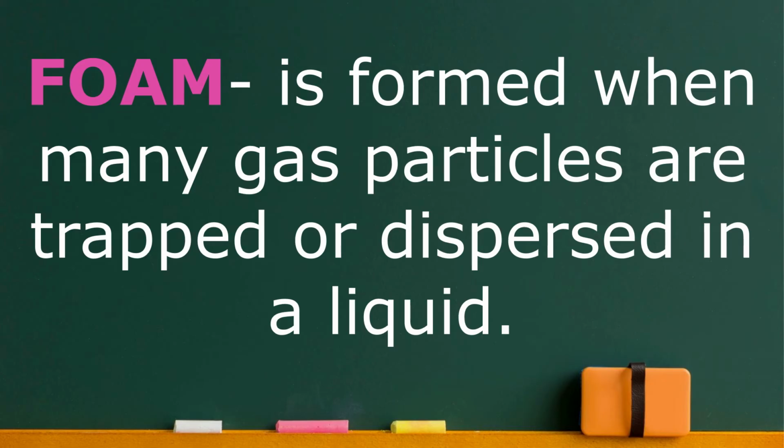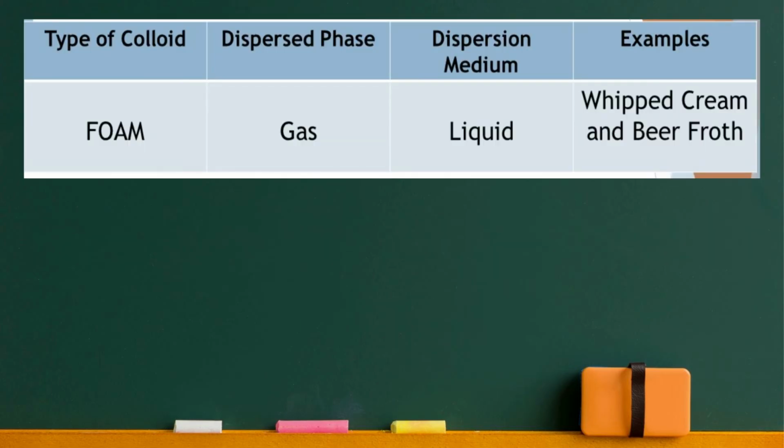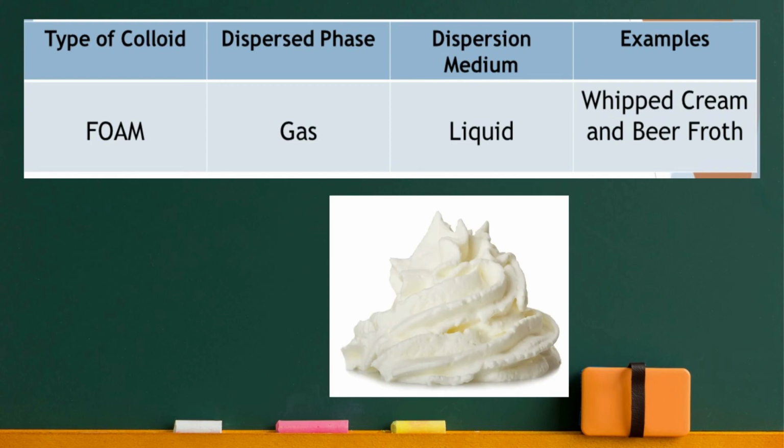Foam is formed when many gas particles are trapped or dispersed in a liquid. Type of colloid: foam, dispersed phase is gas, dispersion medium is liquid. Examples: whipped cream and beer froth.